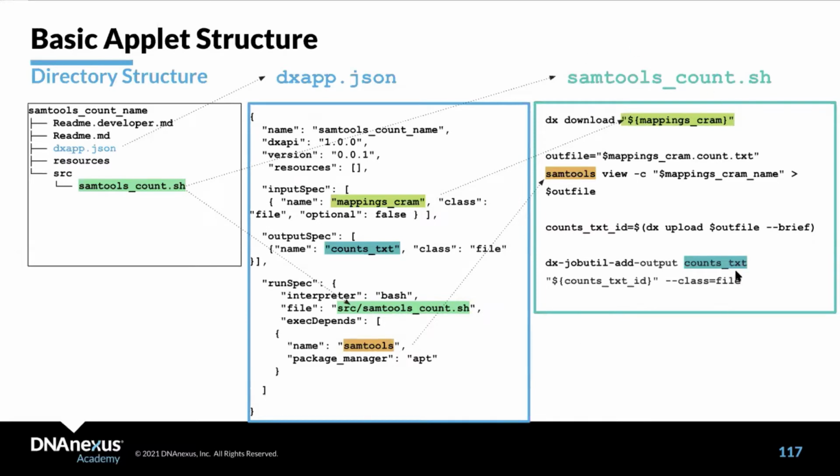bash script. So for example, here I'm specifying that the input is mapping CRAM, and here I'm using it as a bash variable. Here I'm specifying that the dependency is samtools, and here I'm using samtools. And here I'm specifying that the output will be count_txt, and here you see that I'm using it in my script. So these are the basic linkages. The dxapp.json provides some specification, and then a bash script is where the analysis code is.